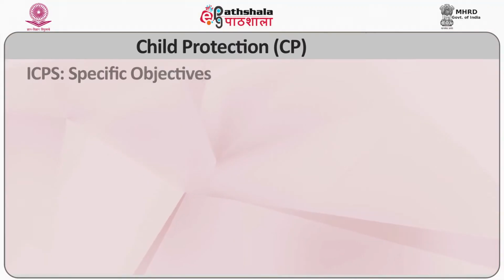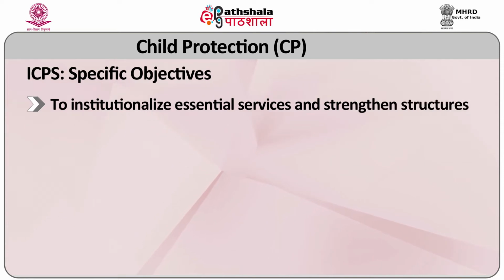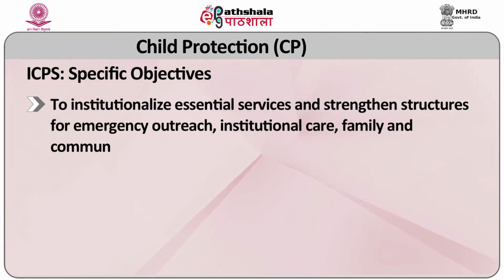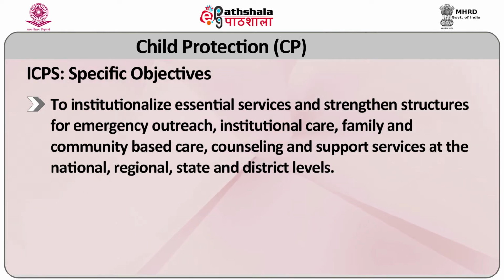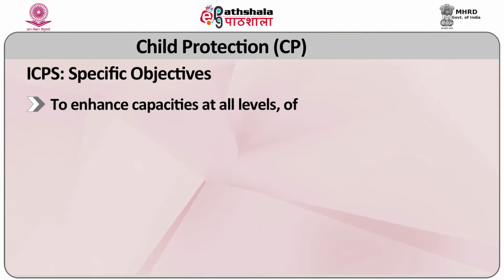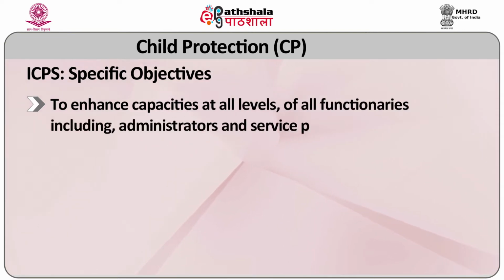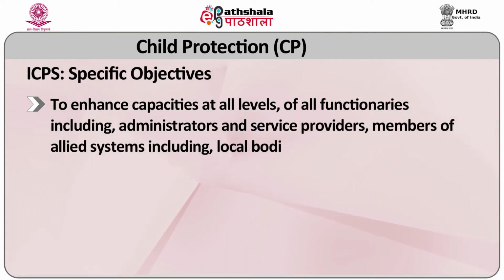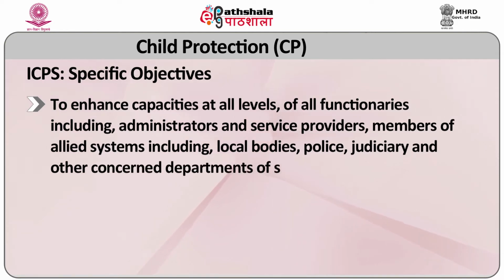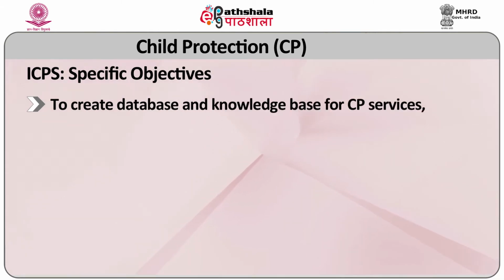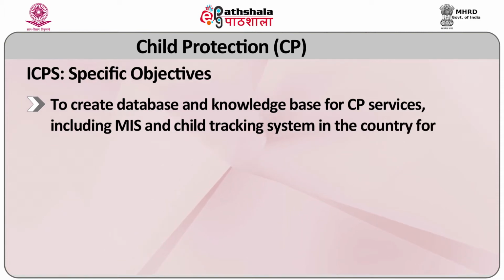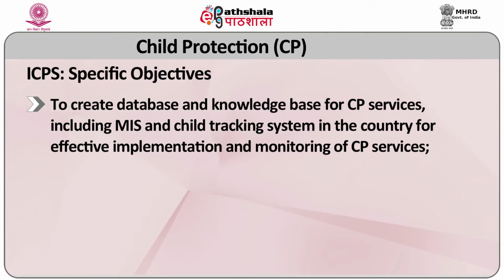These objectives are to institutionalize essential services and strengthen structures for emergency outreach, institutional care, family and community-based care, counseling and support services at the national, regional, state and district levels; to enhance capacities at all levels of all functionaries, including administrators and service providers, members of allied systems, including local bodies, police, judiciary, and other concerned departments of state governments, to undertake responsibilities under the scheme; to create database and knowledge base for child protection services, including management and information services, and child tracking system in the country for effective implementation and monitoring of child protection services.